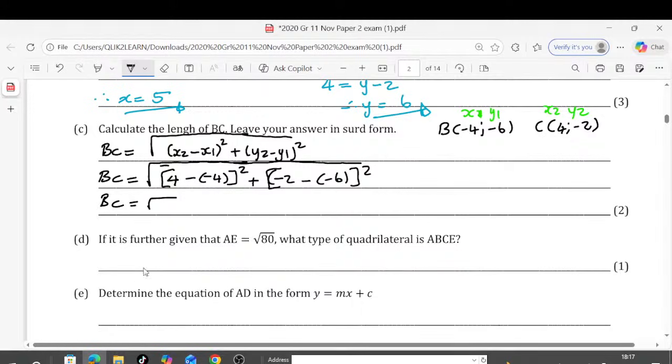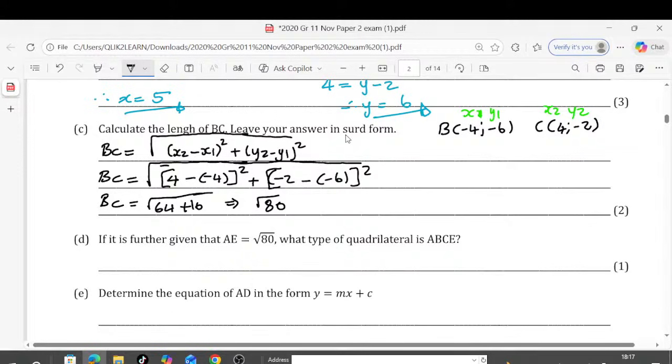Okay, 8 squared is 64. Then the other side will give us minus 2 plus 6 is 4. 4 squared is 16. So we take the 16, we add it with 64. It's 80. So this will be plus 16, which will give us the root of 80.